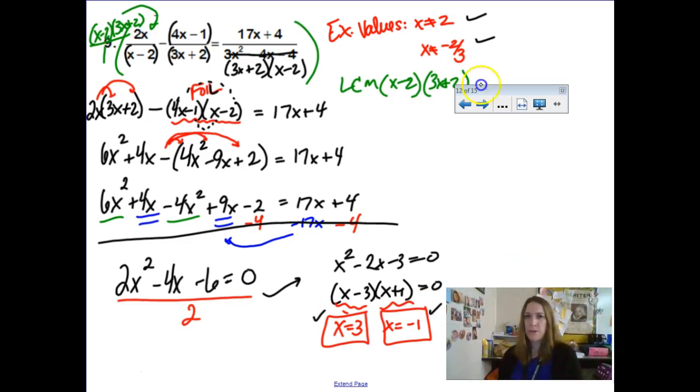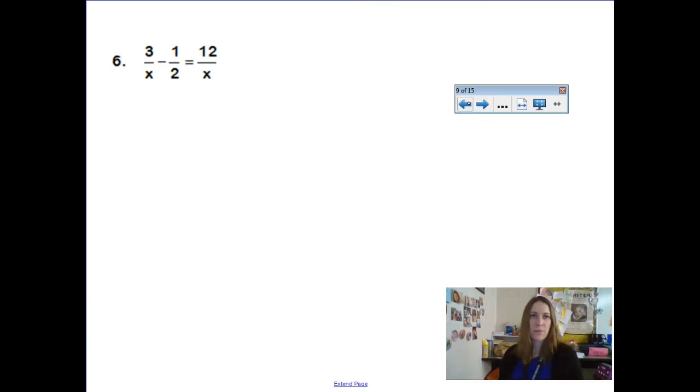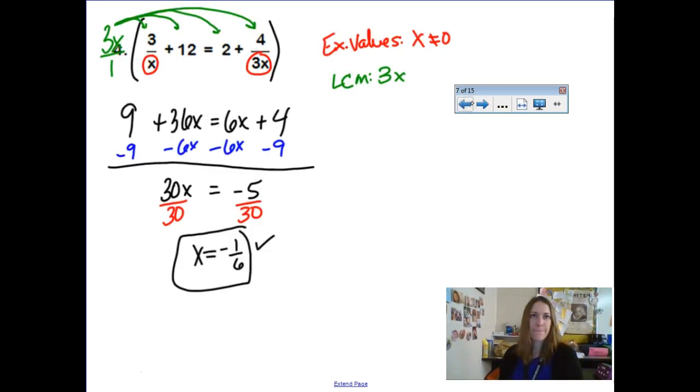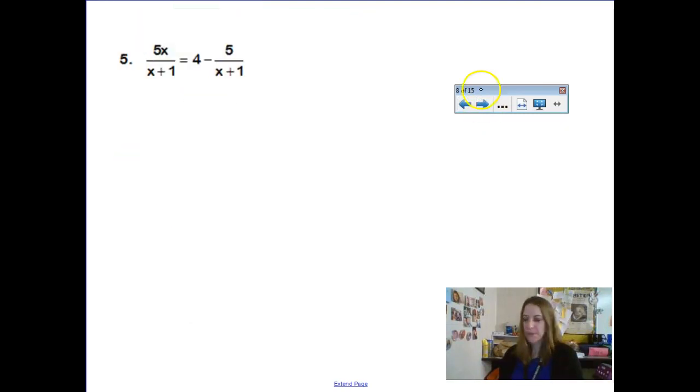You know, we never ran into one where we had an excluded value actually show up in the answer. So let me look here. Let me go back. I think I happen to skip over the 1. I think it's this one. Real quick, excluded value here is going to be x can't be negative 1. Maybe I'm wrong. I don't know. The LCM is clearly an x plus 1.